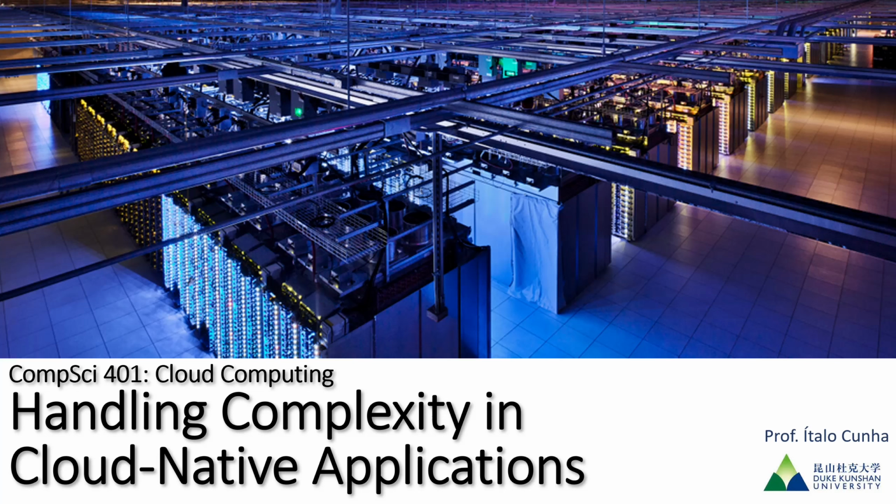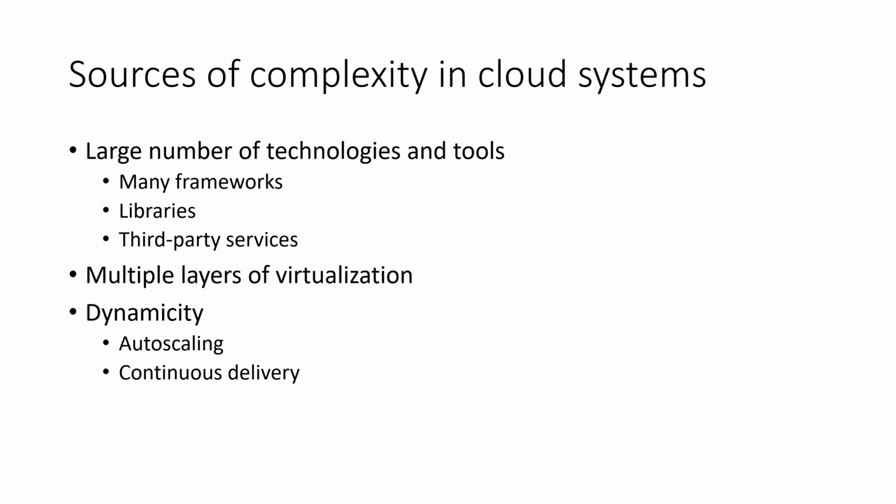Hello team. In this video, we're going to talk briefly about handling complexity in cloud-native applications. There are many sources of complexity in cloud systems. For example, we use a large number of technologies and tools. We have many different frameworks, like we've seen Spark and MapReduce. We can use third-party services like orchestration technologies such as Argo CD. We have libraries like scikit-learn that we used. So there are many different sources that we combine when building applications.